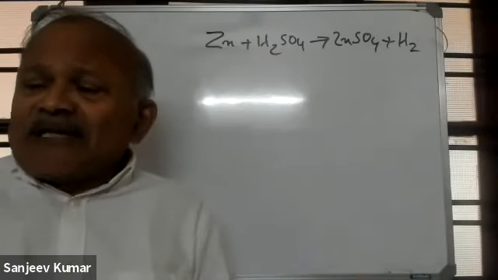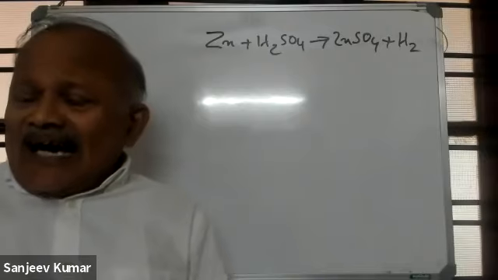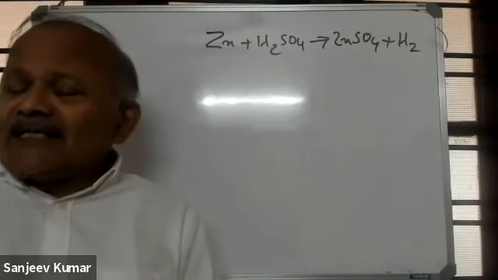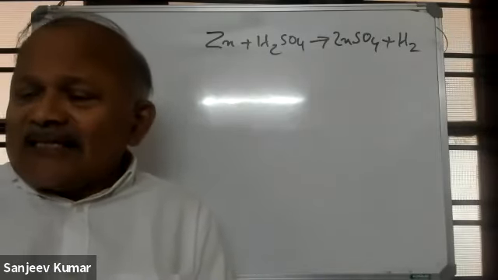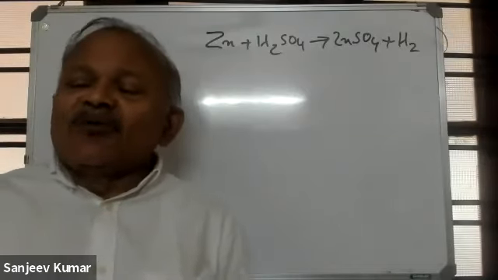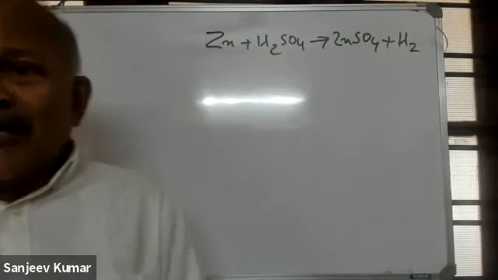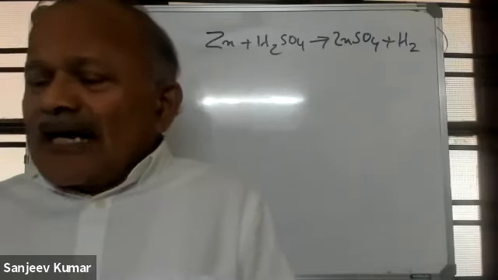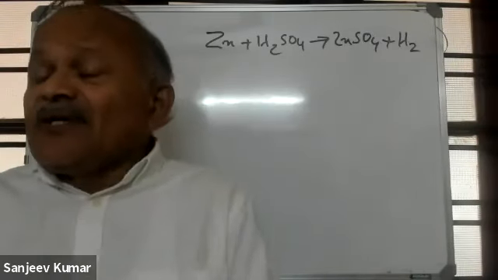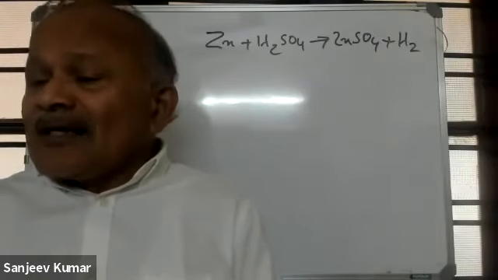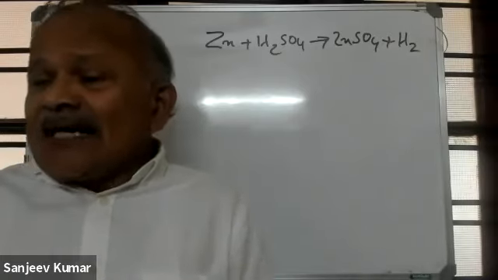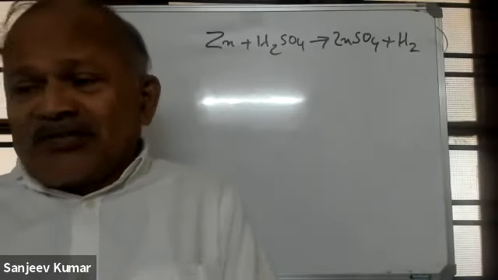And any active metals like alkali metals or alkaline earth metals, when treated with water, you will get hydrogen. Sodium or potassium or calcium will react with water to give hydrogen. That is another method of preparation of hydrogen.